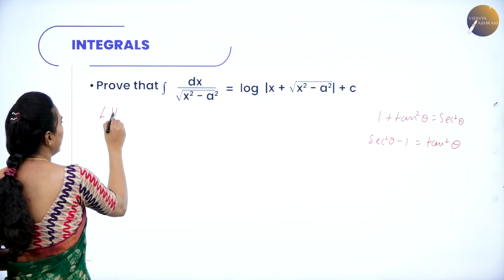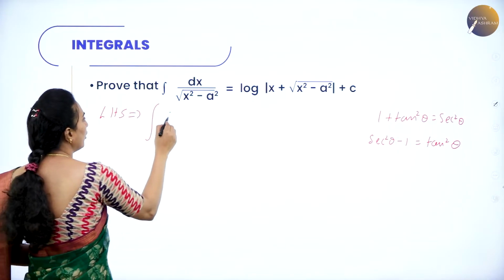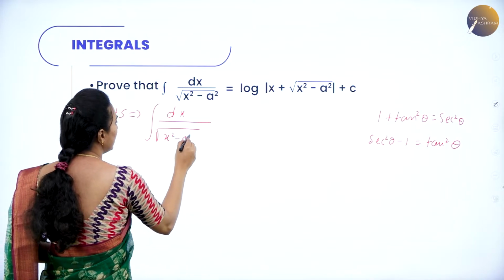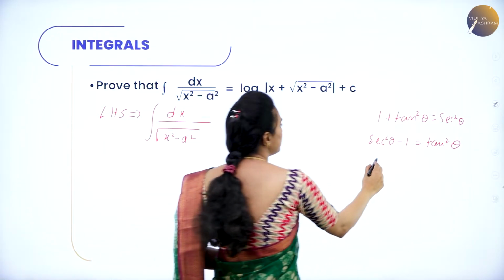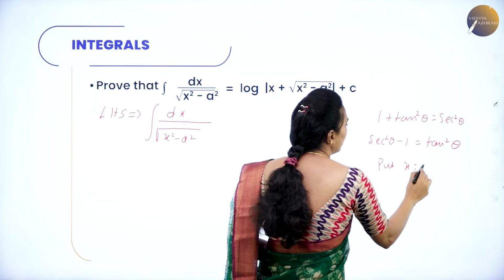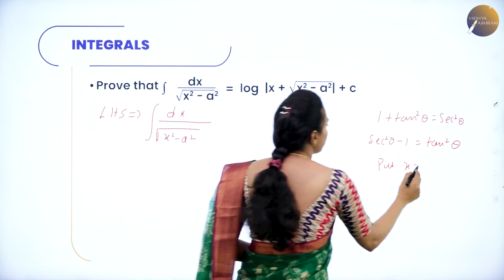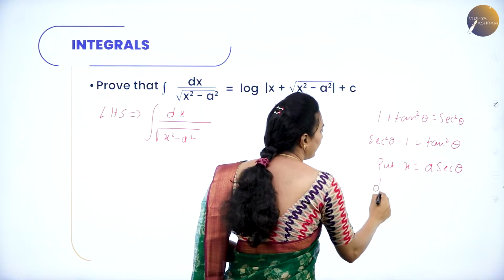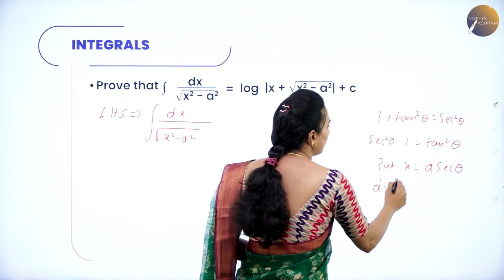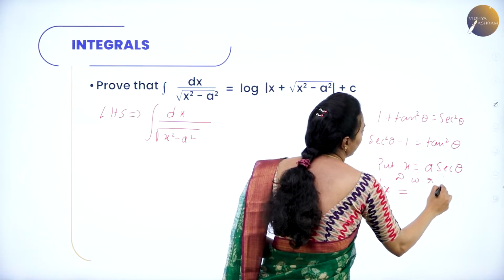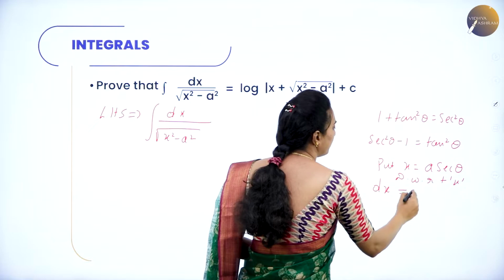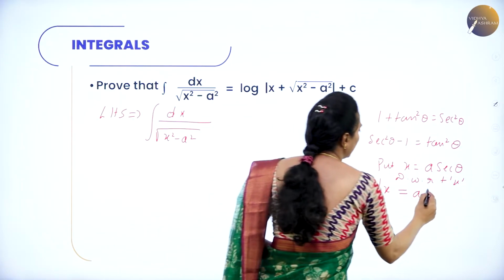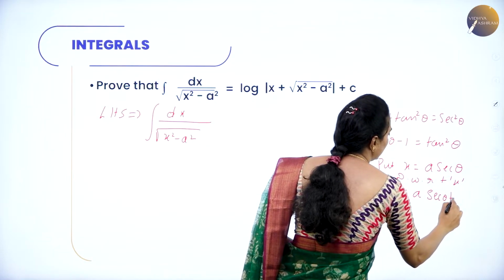Now, take the left hand side, which implies integral of dx divided by under root x squared minus a squared. Now, here I am substituting, put x is equal to, since you are having a, I am substituting a secant theta. If I substitute a secant theta, I have to differentiate this with respect to x. Now you are getting dx is equal to a as it is, differentiation of secant theta is nothing but secant theta into tan theta, isn't it, into d theta.